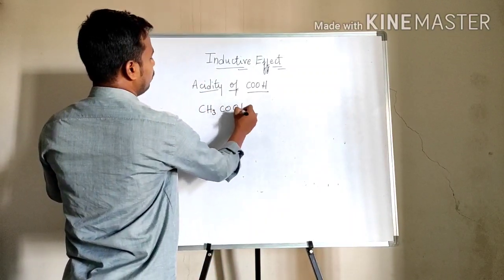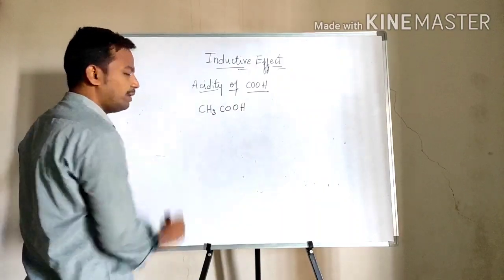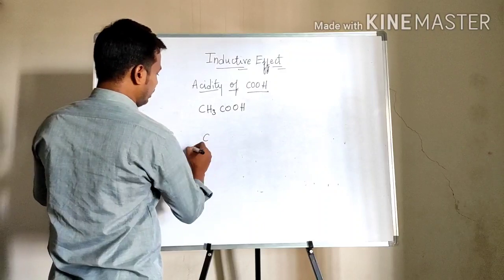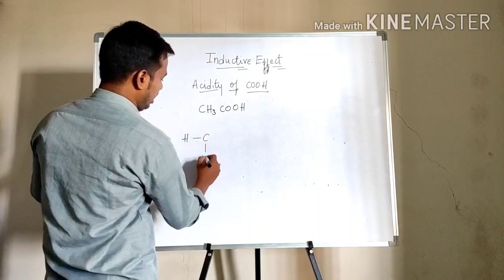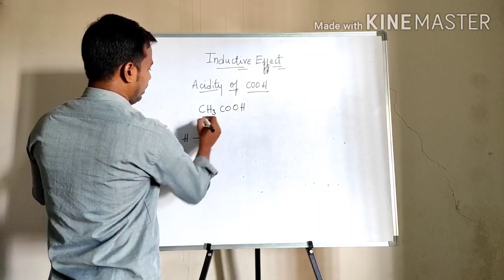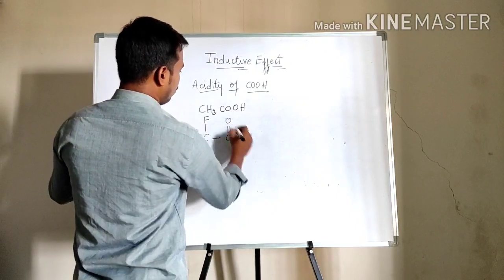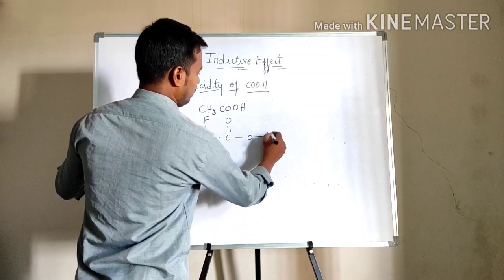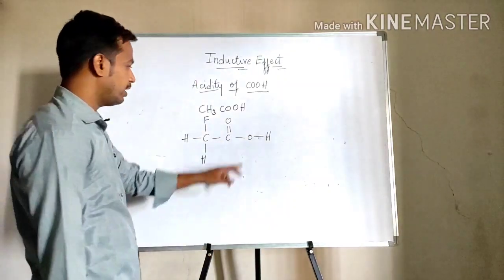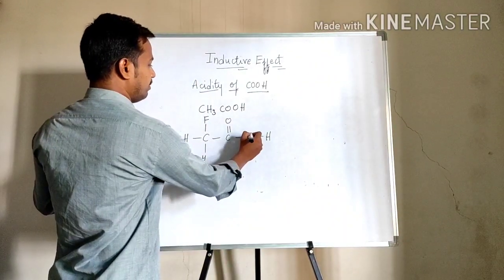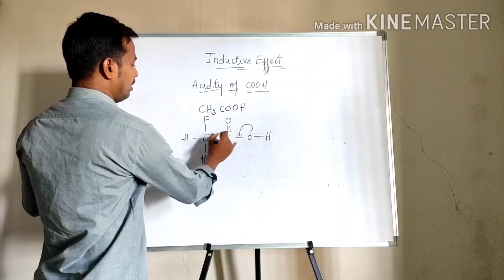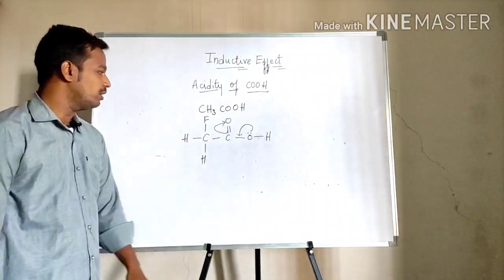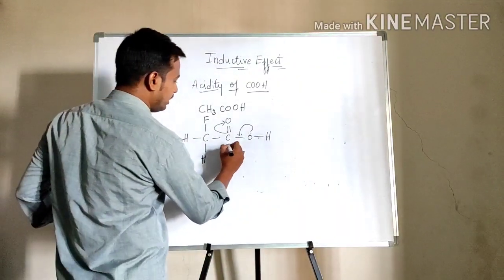That is CH3COOH. Now I am replacing one hydrogen with one fluorine. That is CH2F-C double bond OH. So this oxygen atom, same pattern, will donate like this and it will move like that. These pi electrons move towards the oxygen atom, and see here positive charge is increased.